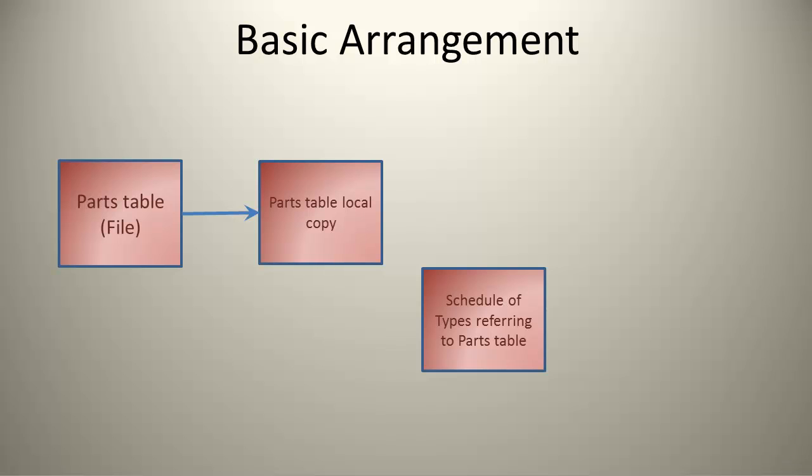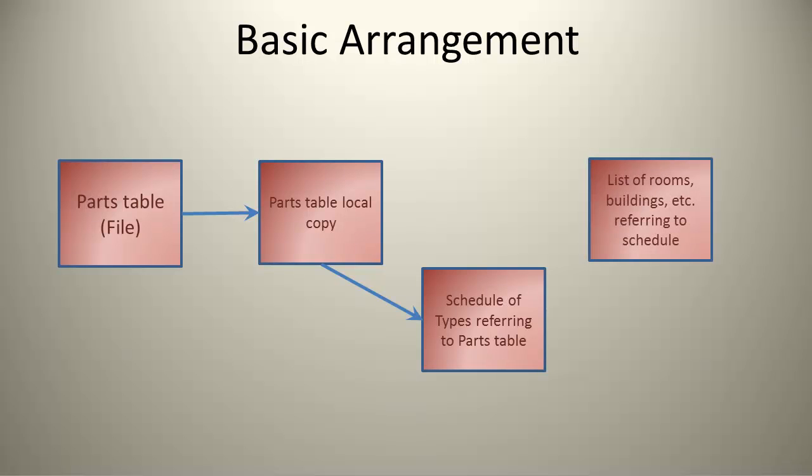Then we'll have a schedule of types referring to that parts table. So we'll have certain types of things that have different parts in them, and these types have the quantities and numbers of parts that can be referred to. In this case, it would be a fixture schedule, which lists all the different types of fixtures in a building, what lamps they have, and how many lamps they have in them. In terms of setting up that schedule, that would use data validation, and everything would come from the local copy of the parts table.